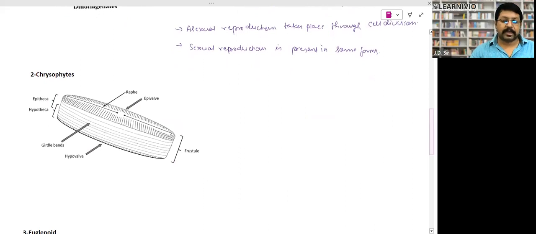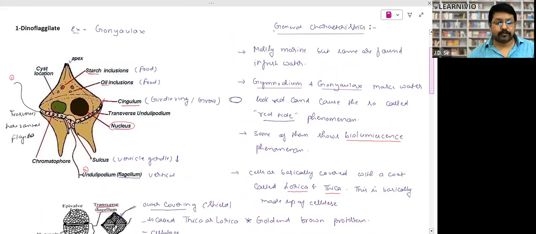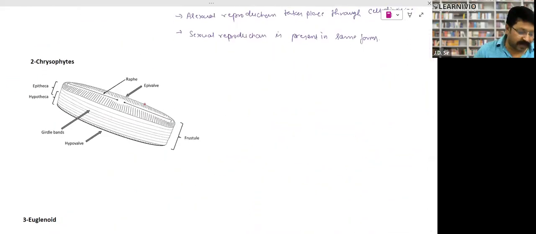Now the second number is chrysophyte. I have told you that there are three photosynthetic protista, including dinoflagellate. Now we are going to study the chrysophytes. This is a diagram of a chrysophyte. They are very small, but their structure is like your lunch box or tiffin box, which you took to school as a small kid.